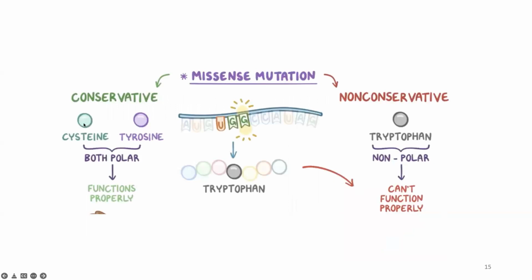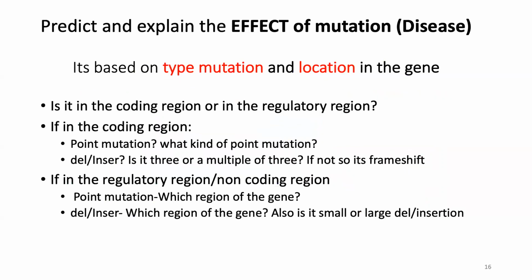Again, for instance, if we have a missense mutation where cysteine changed to tyrosine, because they are both polar, they function properly. Slightly different, but it's not non-functional. But if we have a non-conservative mutation where cysteine changed to tryptophan, polar to non-polar, then it can't function properly. There will be some issue. This is what we mean by conservative missense mutation and non-conservative. It could not conserve.